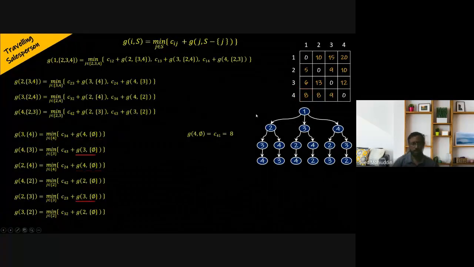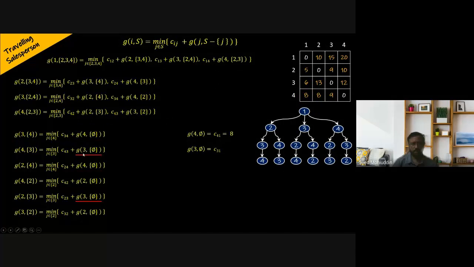Now this way we will compute for 3 to null. Since the start vertex is 1 over here, that will be 3 to 1, that is the cost of the edge from 3 to 1, which is 6 in this case. Then from 2 to null, or from 2 to 1, in this case it is 5.